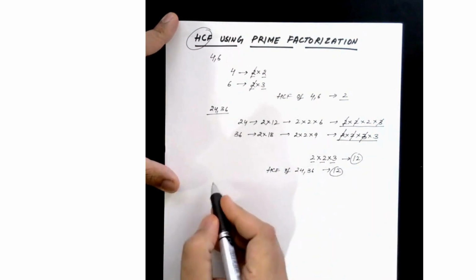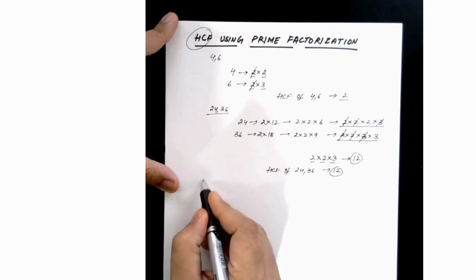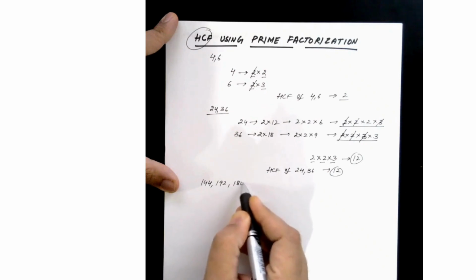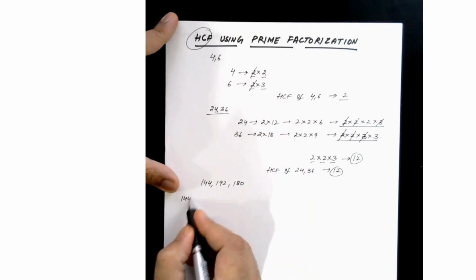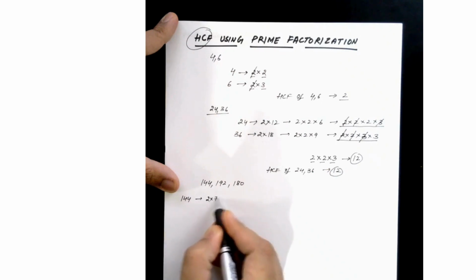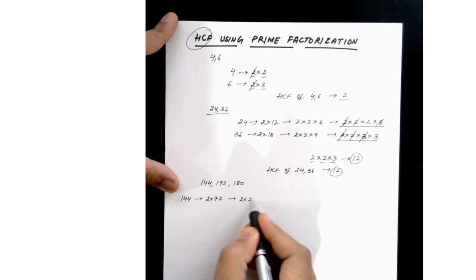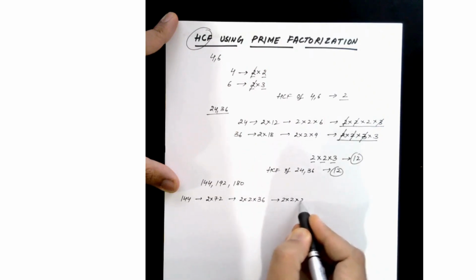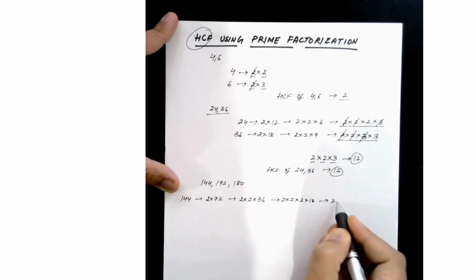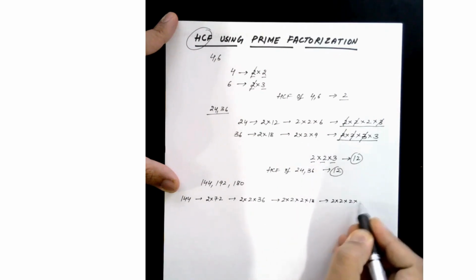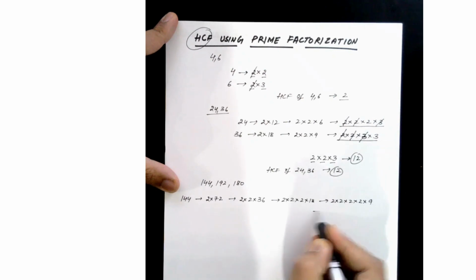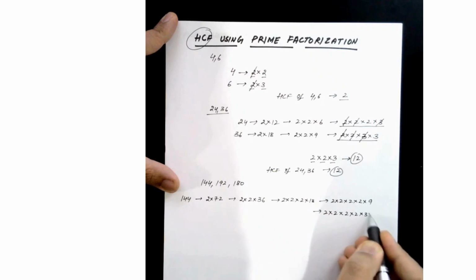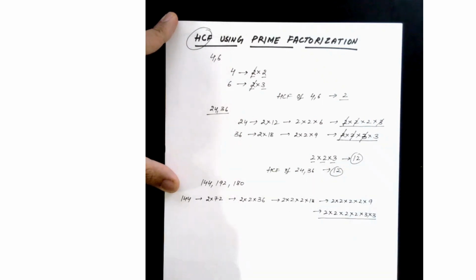Let's take an example of 3 numbers. When we write 144, it can be written as 2 into 72, or 2 into 2 into 36, or 2 into 2 into 2 into 18, or 2 into 2 into 2 into 2 into 9, which is written as 2 into 2 into 2 into 2 into 3 and 3. So these are the prime factors of 144.